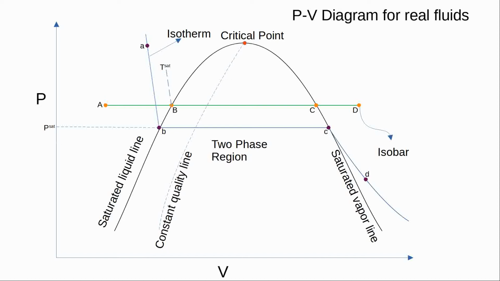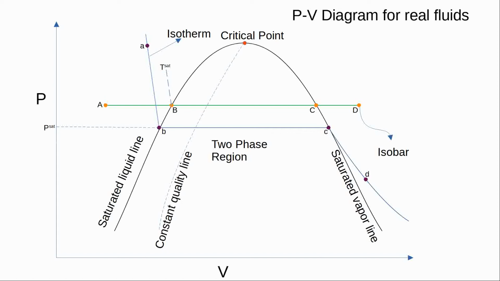This point B falls on the saturated liquid line. Further, if we heat it up, boiling starts and the liquid is converted into vapor. At point C, all the liquid that we are heating is fully converted to vapor. Beyond point C, if the vapors are heated, they become superheated vapor. So point D is a superheated vapor point. The line ABCD is an isobar.